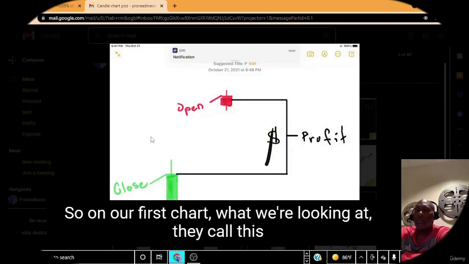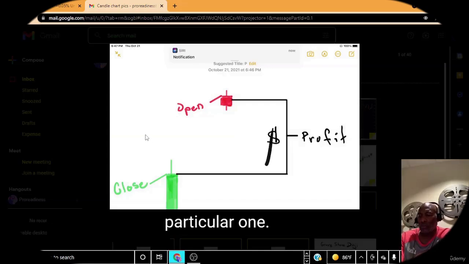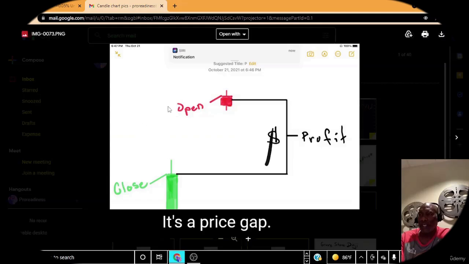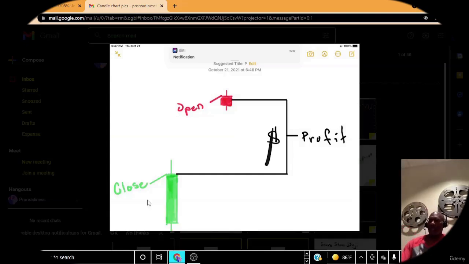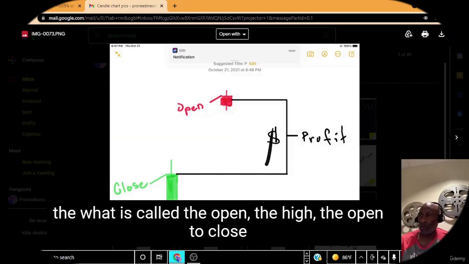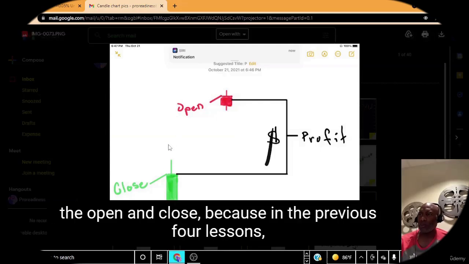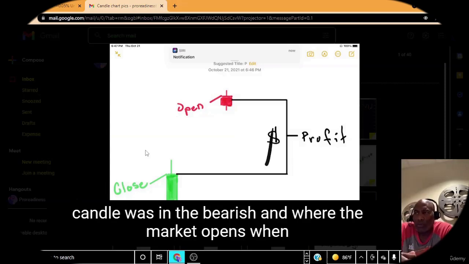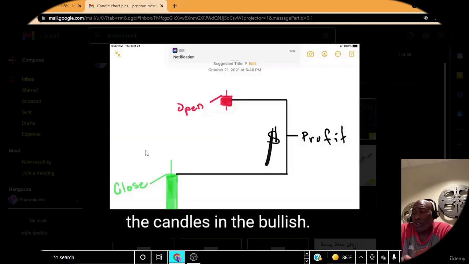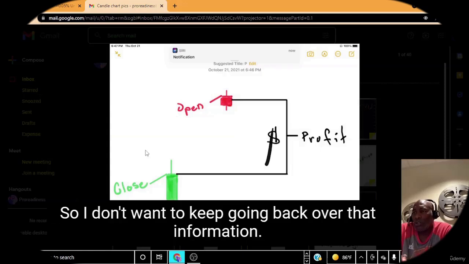First chart, what we're looking at is, they call this particular one, a price gap. In the previous lessons, I will not go into writing the open, the high, the close, and the open and close, because in the previous four lessons I continued to talk about where the market opens when the candle is bearish and where the market opens when the candle is bullish.